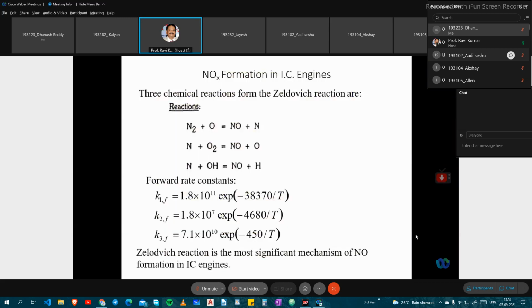And NOx formation, I already explained it. And here also you can see the reactions. N2 plus O gives NO plus N. N plus O2 gives NO plus O. N plus OH gives NO and H. These reactions are also used for the photochemical reactions of the NOx.